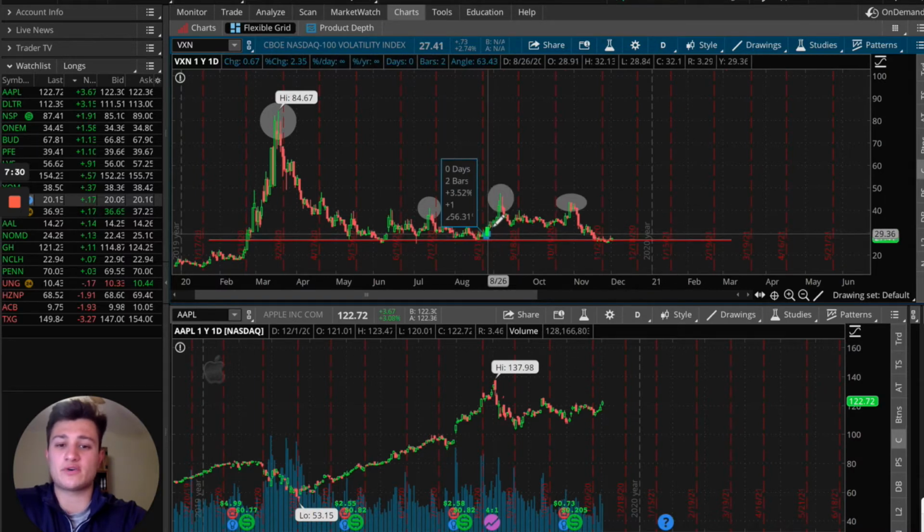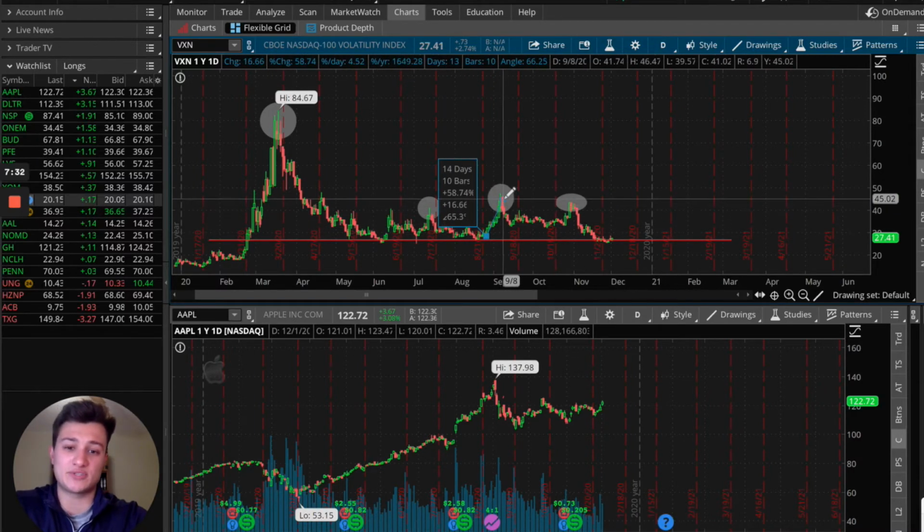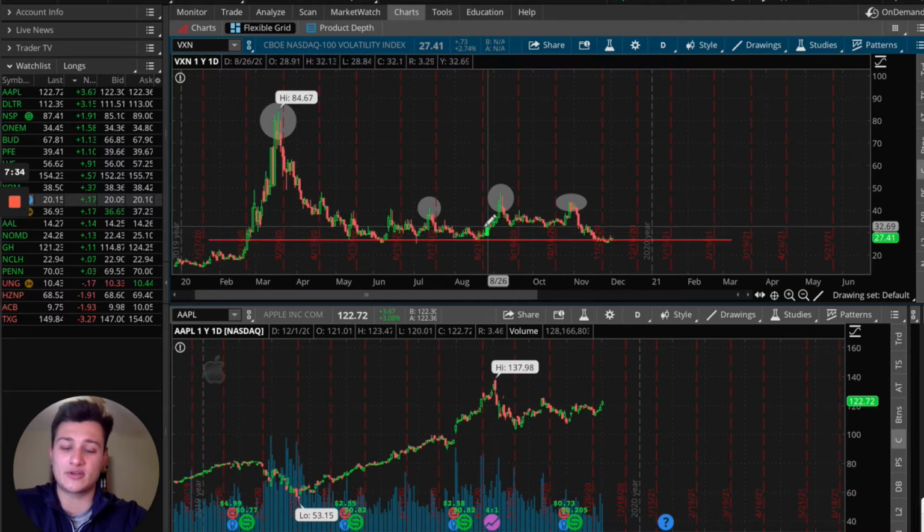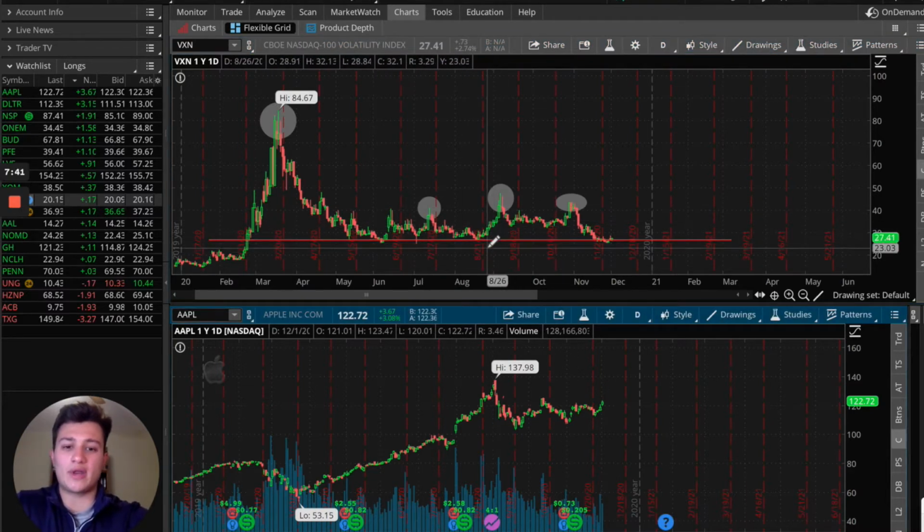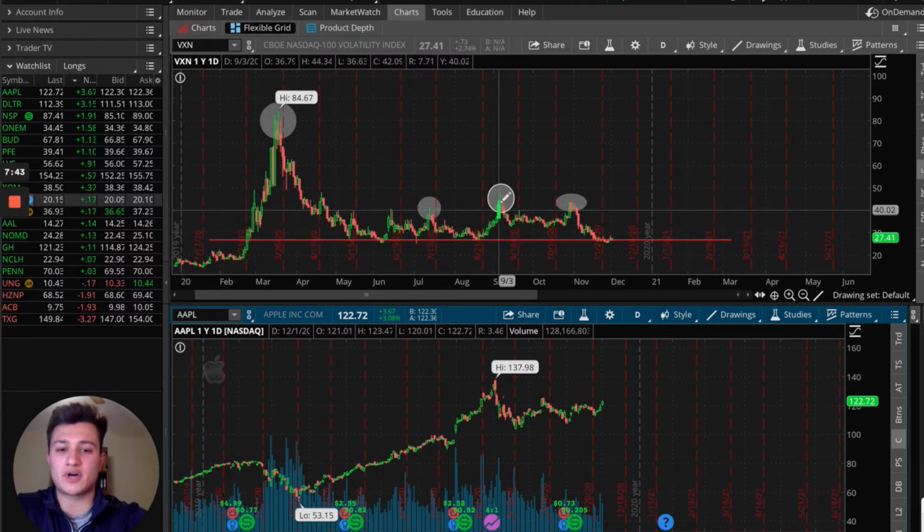But these spikes in volatility can be upwards of 50, 60%. So, if you're following this on a daily basis, you'll really see how aggressive these moves can be. Take a look at what happened to Apple stock when the volatility ramped up to the mid 40s.